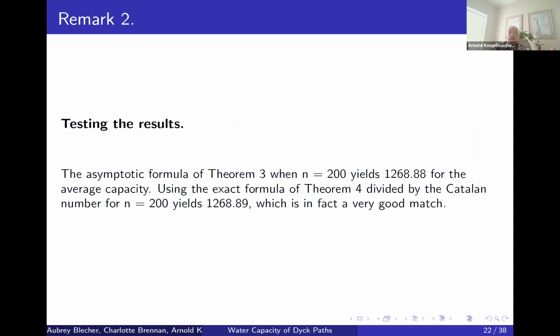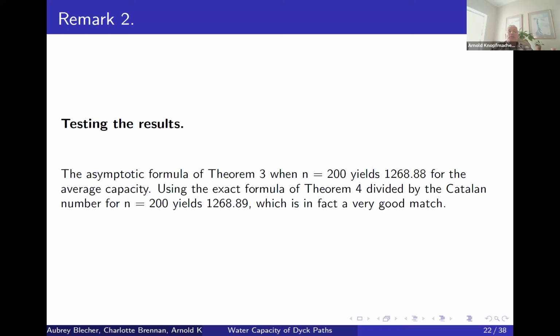So for testing purposes, I took the value n equals 200. So 200 is not so large that you can't work out the exact answer from the generating function, but also big enough, we hope, so that the approximation in the asymptotic formula will be good, and we end up with 1268.88 from the asymptotic formula that we just got.